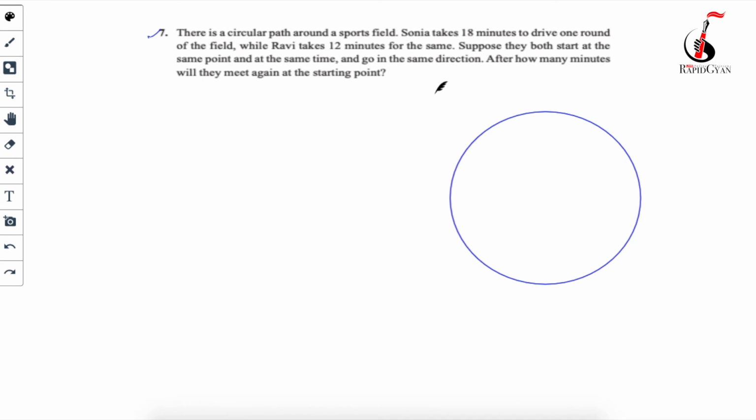That Sonia takes 18 minutes. So let's write over here Sonia. This is the starting point and Sonia is here, and Sonia is going to take one round, and in one round she is taking 18 minutes. Now Ravi takes 12 minutes for the same, and they both start at the same point. So I will write Ravi's name also over here. Ravi will also go in the same direction. So after how many minutes will they meet again? This is what we will have to find.